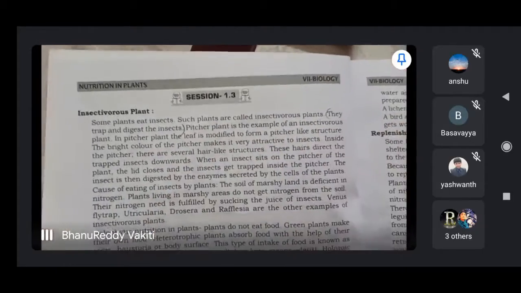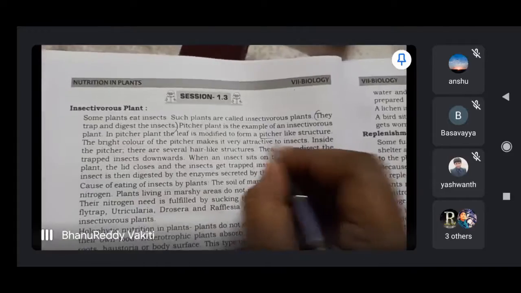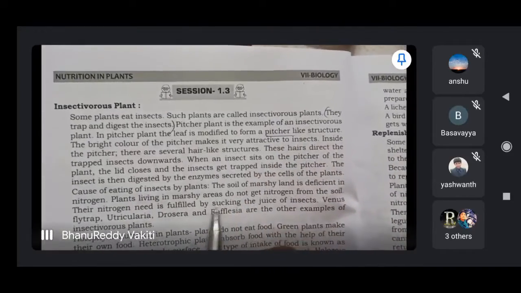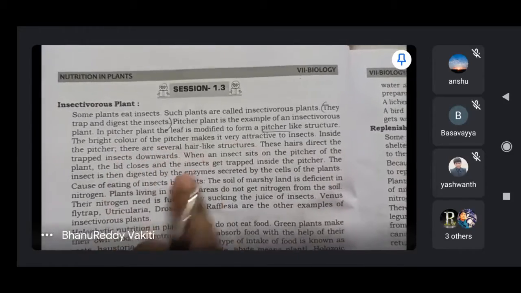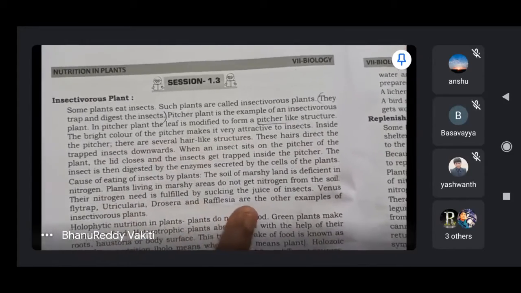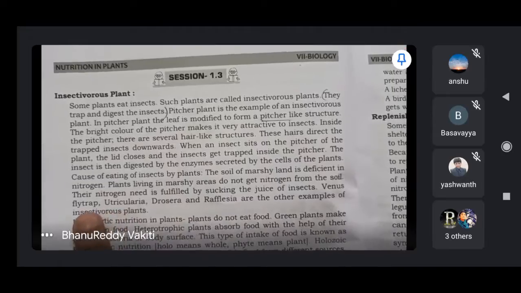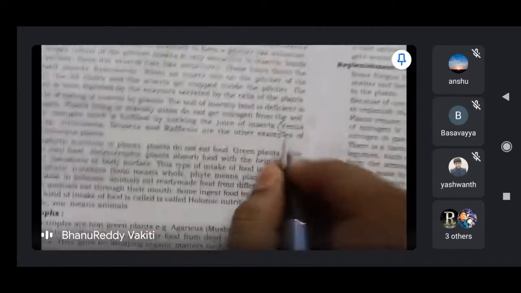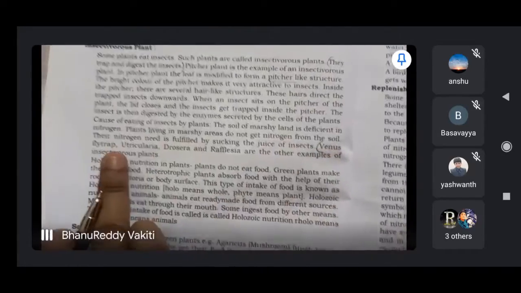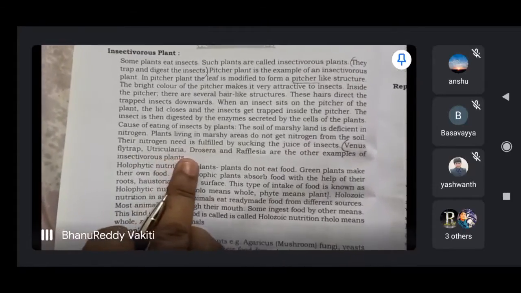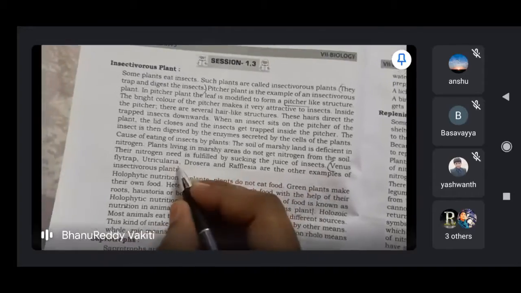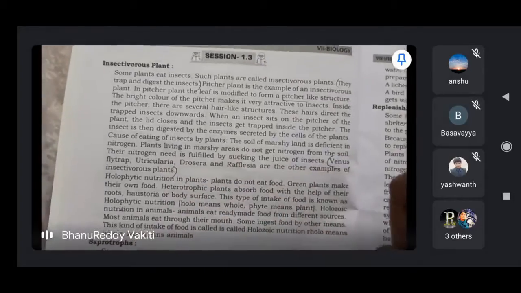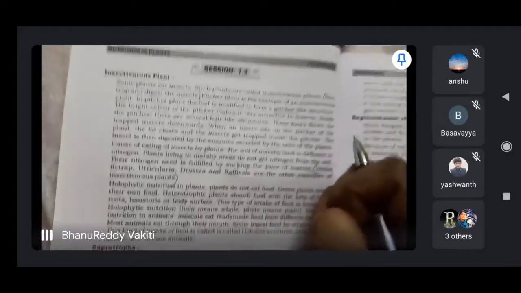Very good. And here they have given a picture. This only. And Venus, that also they have given a picture of the plant. Venus flytrap. See, some examples they have given: Venus flytrap, Utricularia, Drosera, and Rafflesia. These are the examples of insectivorous plants. They will trap insects for their food, and they will suck insects into it.